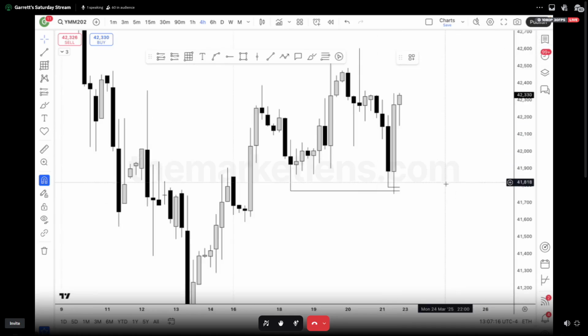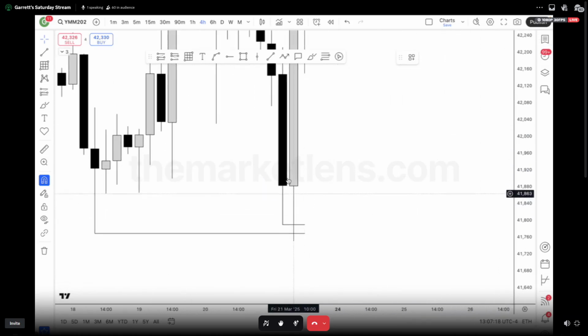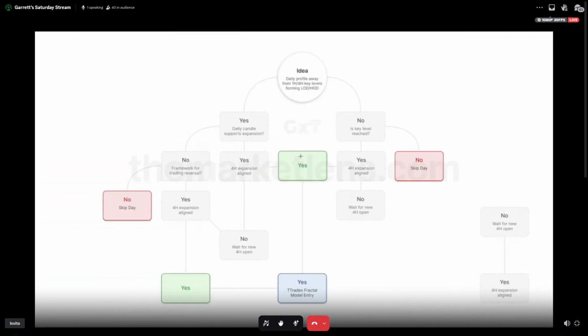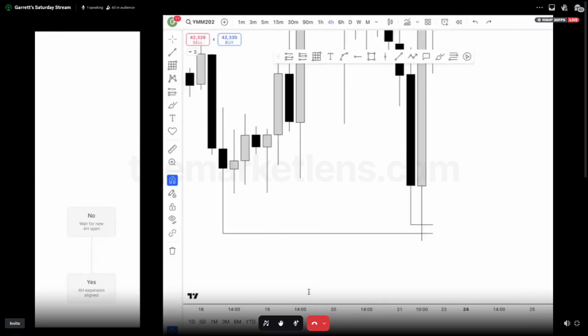So when we hit the key level, did it support expansion? Right? The answer is yes, simply because we have a small wick. Now, how do you confirm it? We have to confirm it with the THH fractal model. So since it does support expansion, then we go instantly to confirming with the THH fractal model. So since we have that, we can look for trades, right?